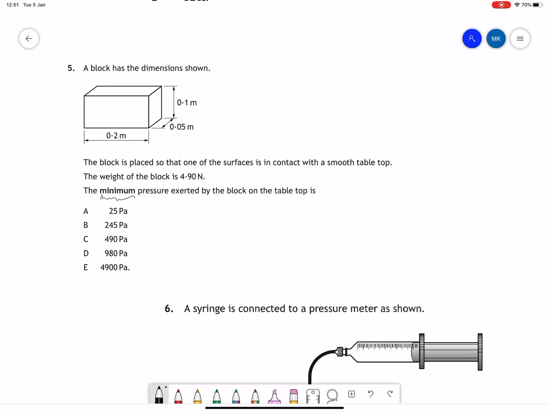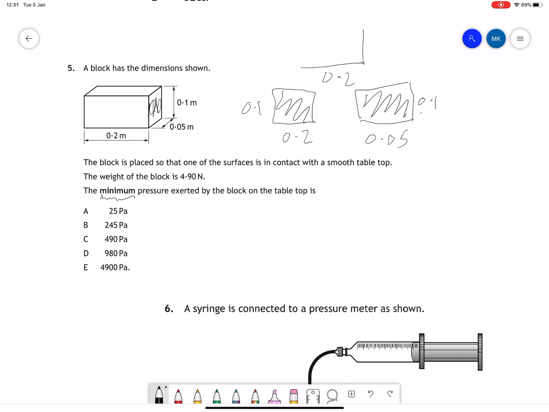So you should be able to see from this block it has 3 different sides. So it has a side 0.2 and 0.1 high, so we can calculate the area of that. It also has a side which is 0.05 long, this one here, and 0.1 high. So we can calculate the area of that by timesing those two numbers. The third area would be 0.2 by 0.05. So you need to calculate the area of those 3 sides and see which one you're going to be using.